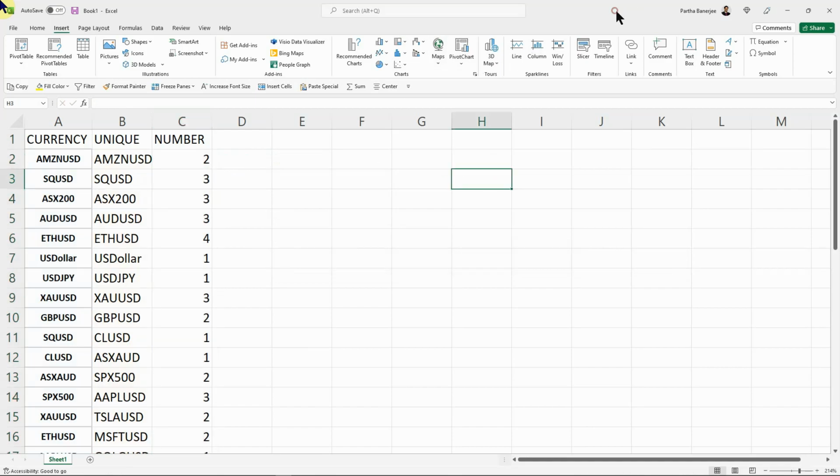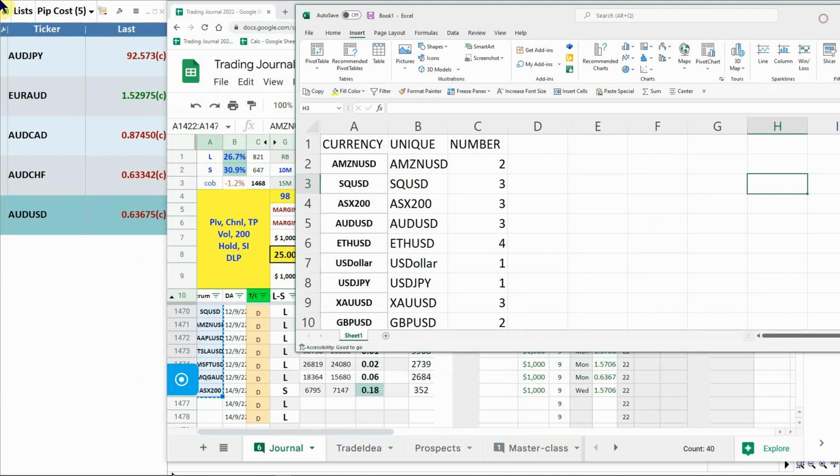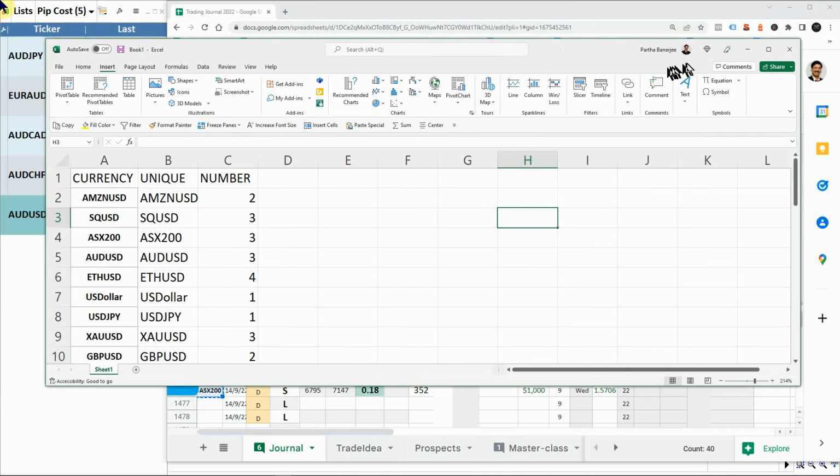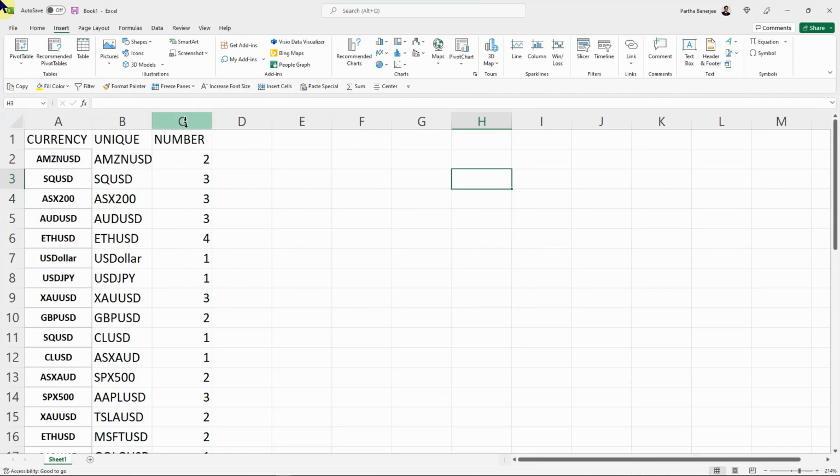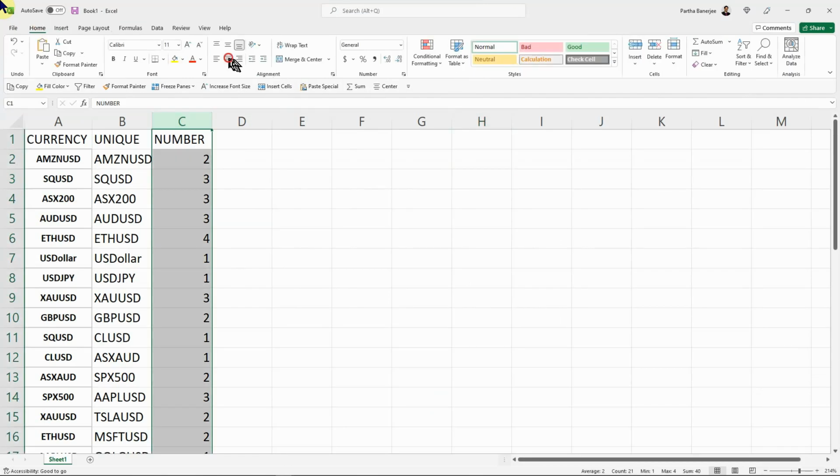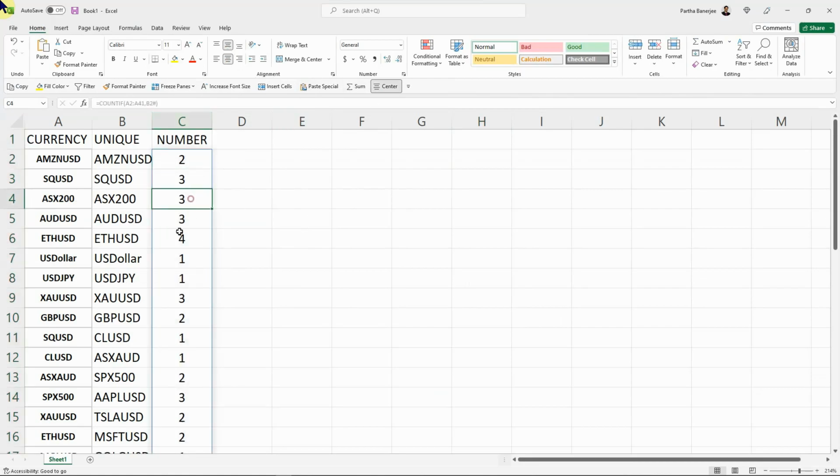So, in what I'm trying to say in your journal, to answer your question, in the last 1 month or 2 months, whatever it is, I have traded Amazon twice, and you can do all sorts of formatting, my dear friend. I love formatting. Okay, so Square 3 times, ASX 3 times, Aussie 3 times, Ethereum 4 times, US dollar only 1 time, yen only 1 time. That means I did not get many entry points. Gold 3 times, sterling 2 times. Was it helpful?